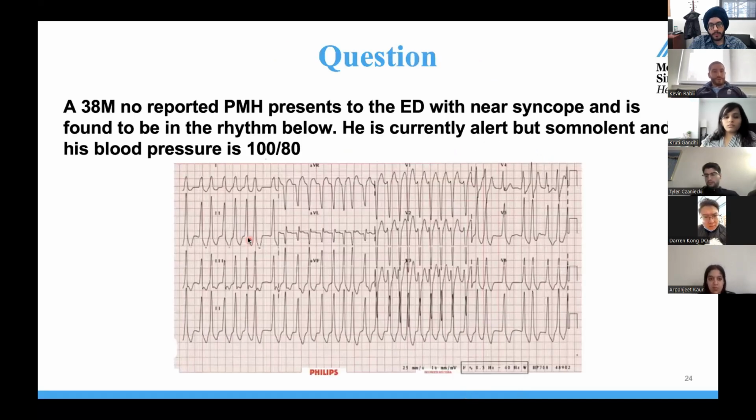So we have a 38-year-old male, no medical history, who comes to the ED with near syncope and is found to be in the rhythm below. He's currently alert but somnolent, and his blood pressure is 100/80. For the sake of time, I'll describe what we're seeing: an irregular wide complex tachycardia. So the first question I'll present is: is the patient stable or unstable?